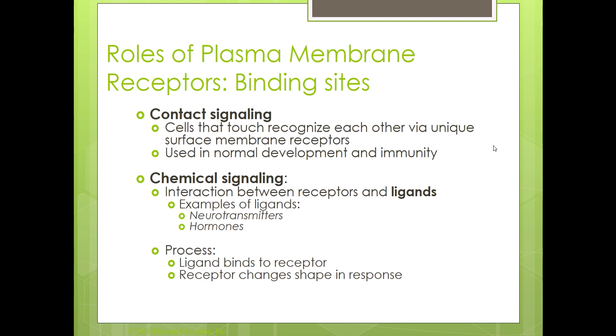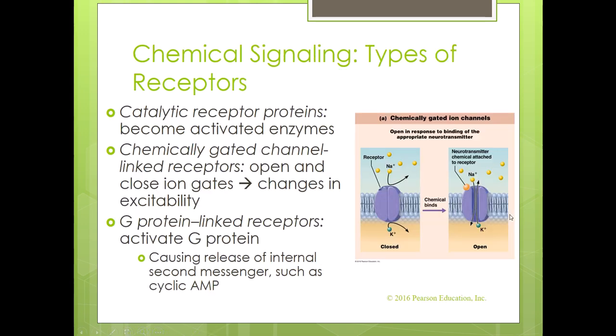The other way that we have common interactions between cells and extracellular things is what we call chemical signaling. This is what happens with hormones in the blood, neurotransmitters in the brain and the nervous system. And it's essentially an interaction between a receptor in that glycocalyx on our cell and some sort of ligand or chemical messenger. Essentially, the chemical messenger, the ligand, binds onto the receptor. That receptor then changes shape and something else happens. It triggers some other type of response. And those responses can vary.